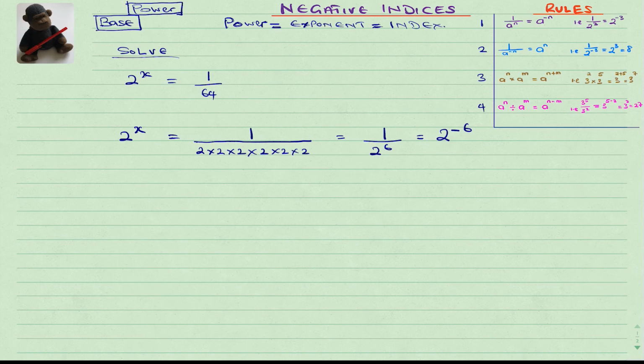So in this case, we have 2 to the power of x equals 2 to the power of minus 6. If you have two expressions with the same base and an equal sign between them, their powers will be equal. So in this case, x equals minus 6.